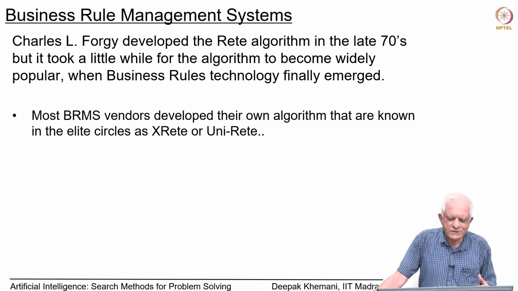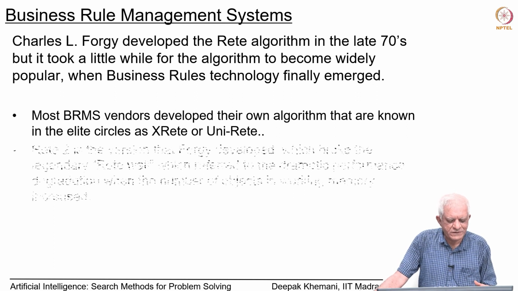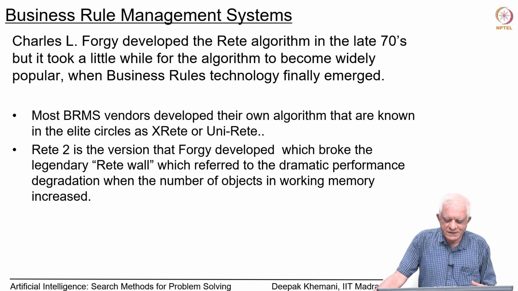So, most business rule management systems, that is BRMS vendors, developed their own algorithms which are known in elite circles as X-Rete or Uni-Rete. So, there were all variations of Rete. Rete 2 was developed by Forgy himself, and it broke what used to be called the legendary Rete wall, which referred to the dramatic performance drop or degradation when the number of objects in the working memory increases. The whole game that we are talking about with efficiency is that if you have a large number of rules and a large amount of data, how to do this match efficiently, especially given the fact that it is a cycle in which you do the match every time, then you do resolve, then you execute, and you keep doing it again and again.